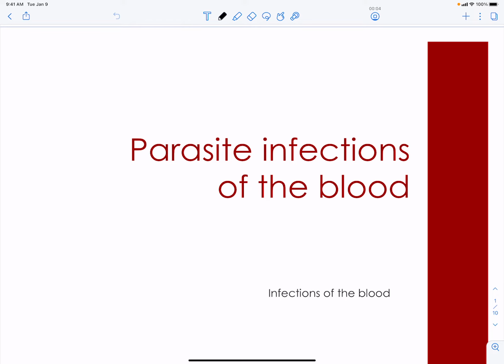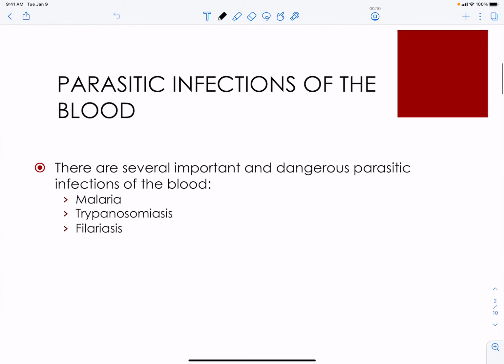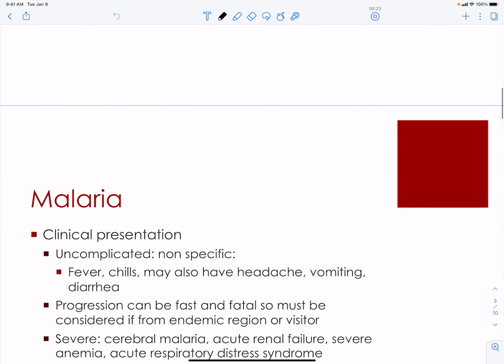So here we're going to talk about infections of the blood, and we're going to focus on parasites. There are several important parasitic infections of the blood for humans. Malaria is probably high on the list when people think about parasitic infections, but there's also trypanosomes and filariasis.